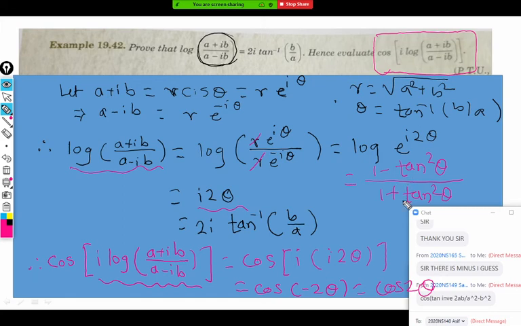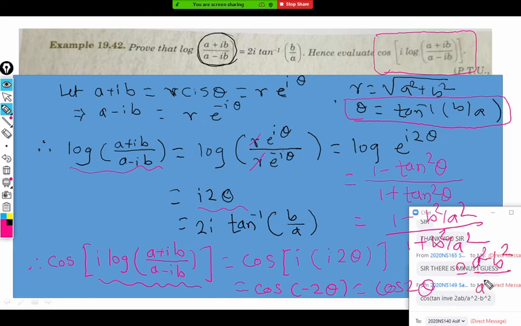And now when you replace the tan theta value, you'll observe what is tan theta from here. What is tan theta? It is b upon a. So the answer you will get is 1 minus b square by a square divided by 1 plus b square upon a square, and the final answer you get is a square minus b square divided by a square plus b square. This is the final answer there. A square minus b square upon a square plus b square.